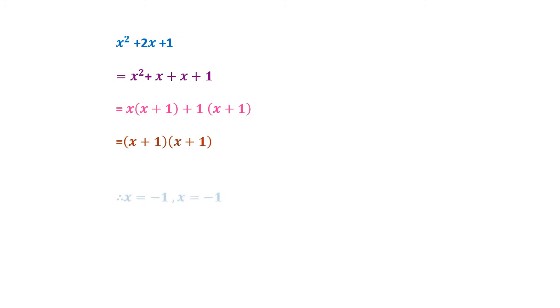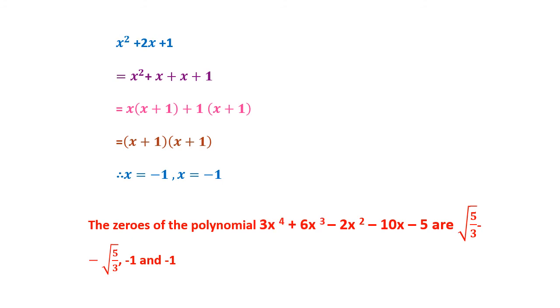And this gives x is equal to minus 1 and x is equal to minus 1. So altogether we have the 4 zeros or the 4 roots of our polynomial. Here they are: root of 5 by 3, minus root of 5 by 3, minus 1 and minus 1, which we found out from here after splitting the middle term.